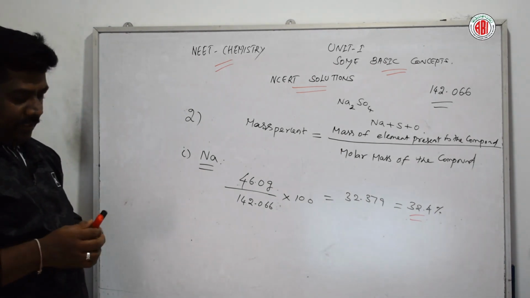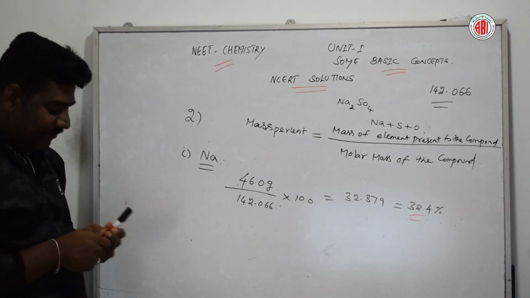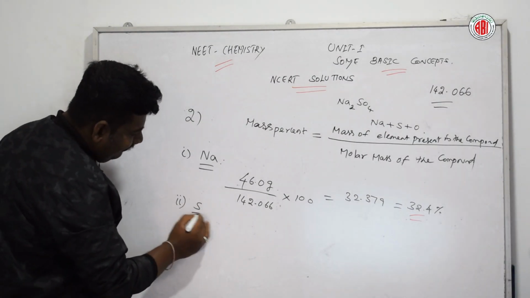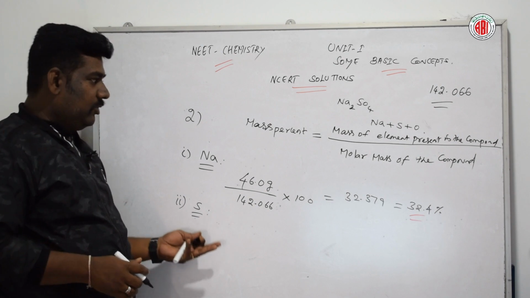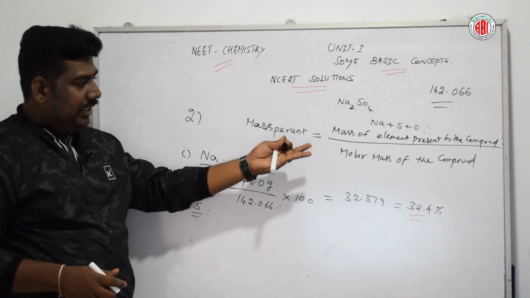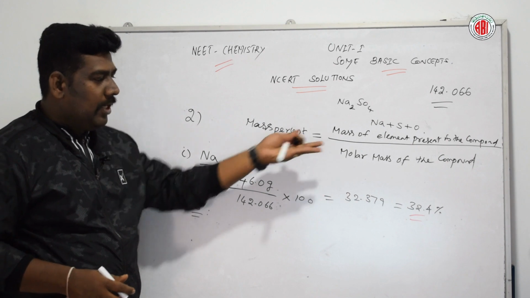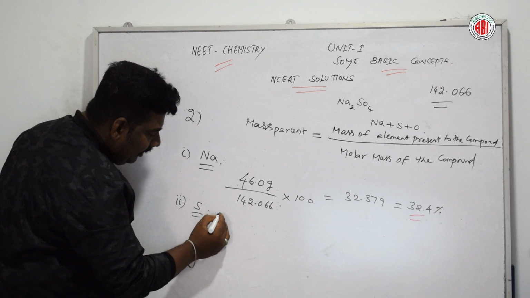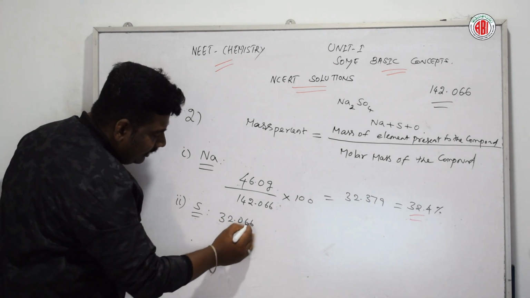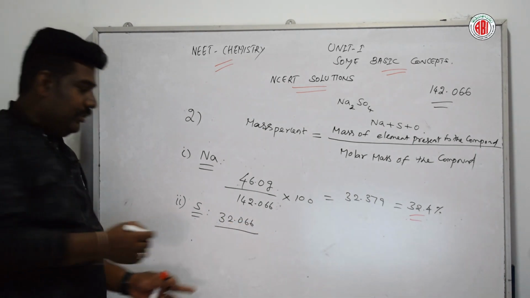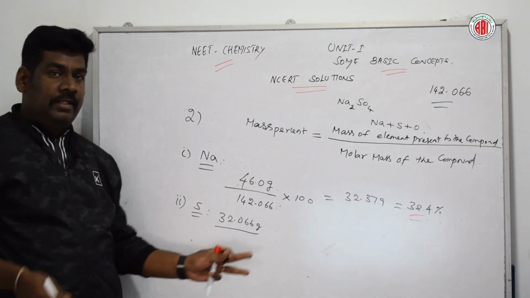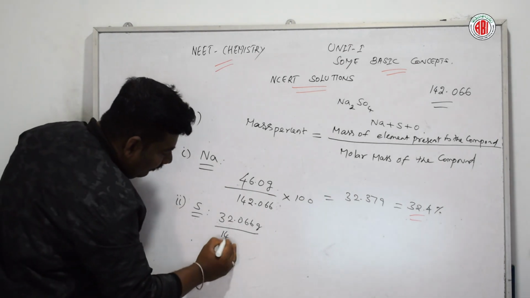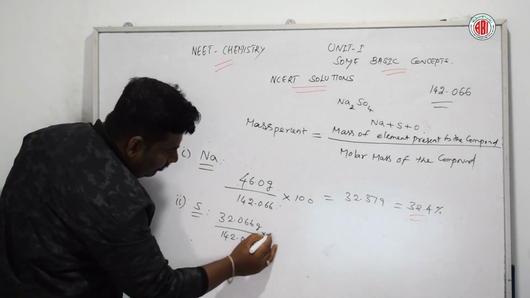Now let us find the mass percent of sulfur, the second one. For sulfur also the same formula: mass percent is equal to the mass of the element present in the compound by the molar mass of the compound. So for the mass percent of sulfur, we have the value 32.066 gram divided by the molar mass, which is the overall value, 142.066, into 100.